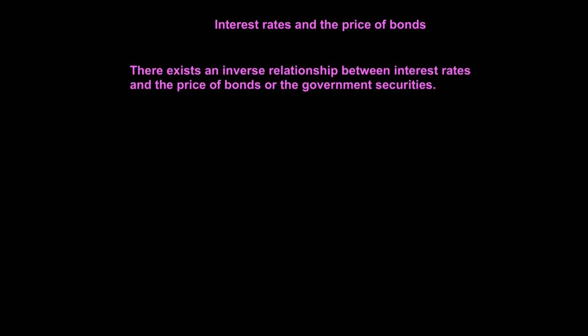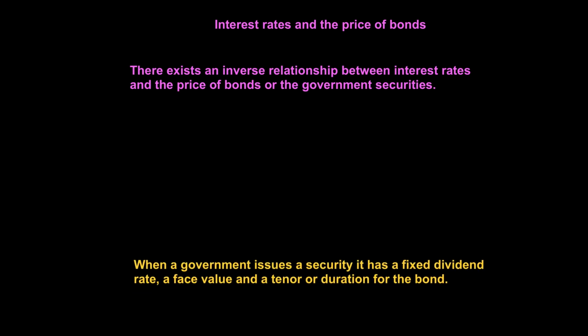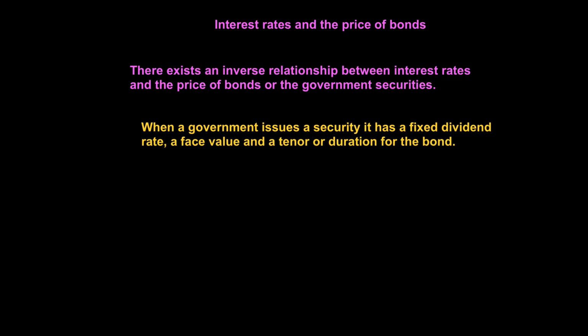This brings us to the next concept, which is called interest rates and the price of bonds. We also say that the interest rate has an inverse relationship with the price of bonds, and the reason why is what I want to explain in this video. But before I talk about that, we notice that when a government is issuing a security or a government bond, that bond has a fixed dividend rate. For example, let's say there's a 10% dividend rate and a face value. Let's say it's a $100 bond, and then there will be a tenor, let's say for example 10 years.